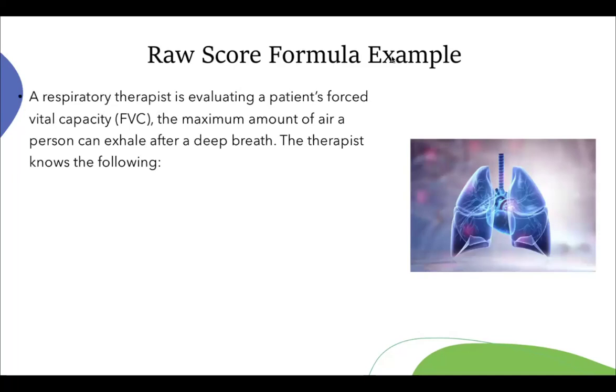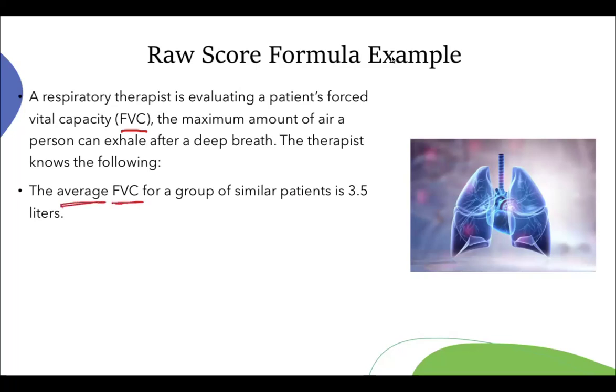So let's go back to forced vital capacity. A respiratory therapist is evaluating a patient's forced vital capacity, the maximum amount of air a person can exhale after a deep breath, and the therapist knows that the forced vital capacity average for a group of similar patients is 3.5 liters. Okay, so let's say that's the average, X bar. And the standard deviation is 0.5 liters. So we're looking at a different set of people than we were in the previous few problems on FVC. So we have a different mean and a different standard deviation in this case.